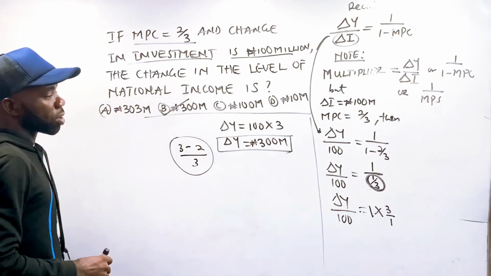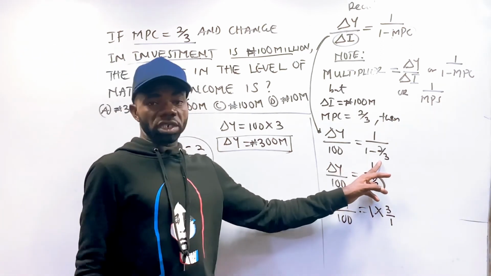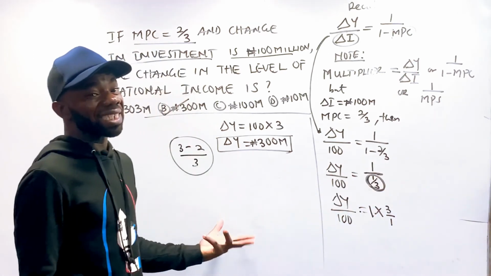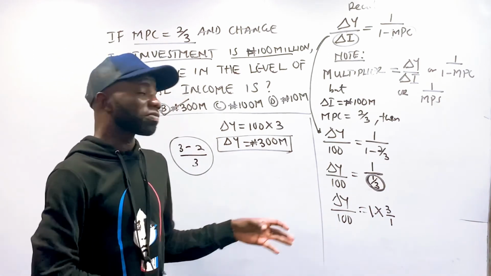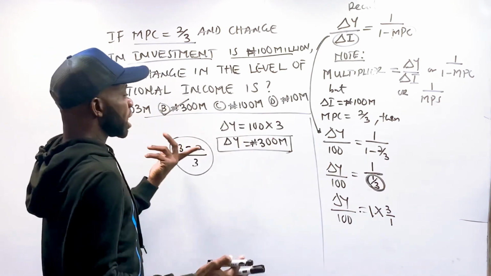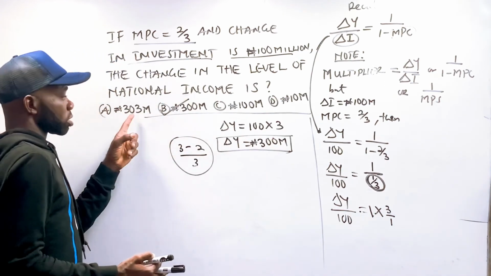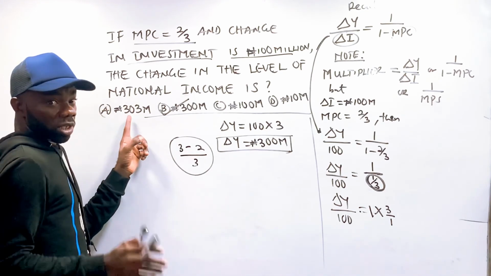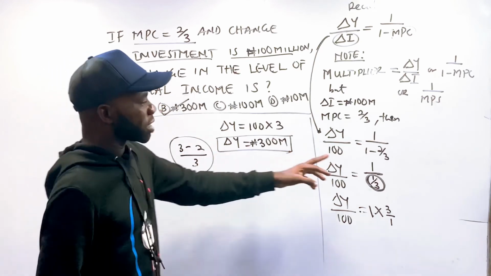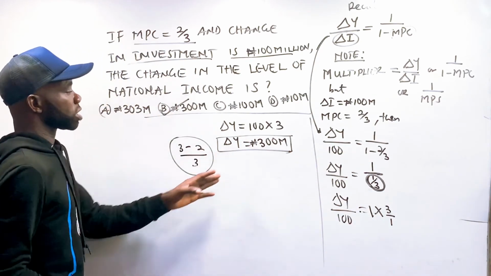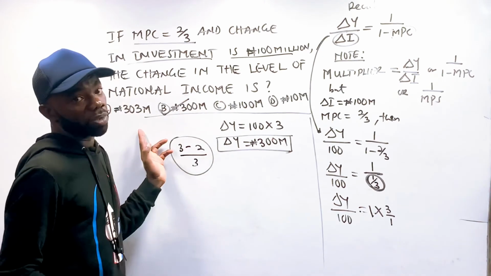So no guessing is required. Be careful with this. If you use a calculator here, you might get a different answer, because approximation of the decimal point might give you something similar or near. Maybe you might fall into the trap of having 303 as your answer, which is risky. So let's maintain the law of indices and make sure we get the perfect answer, which is 300 million. And that makes option B our best answer.